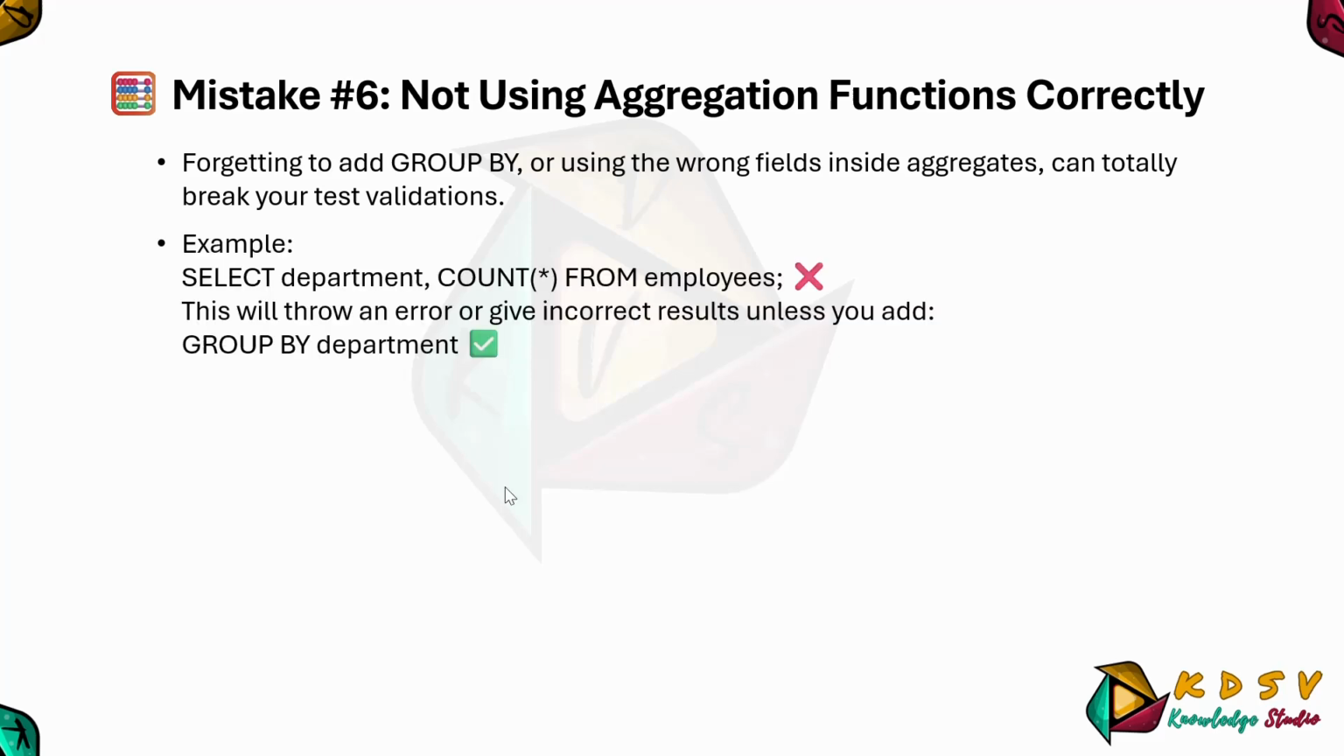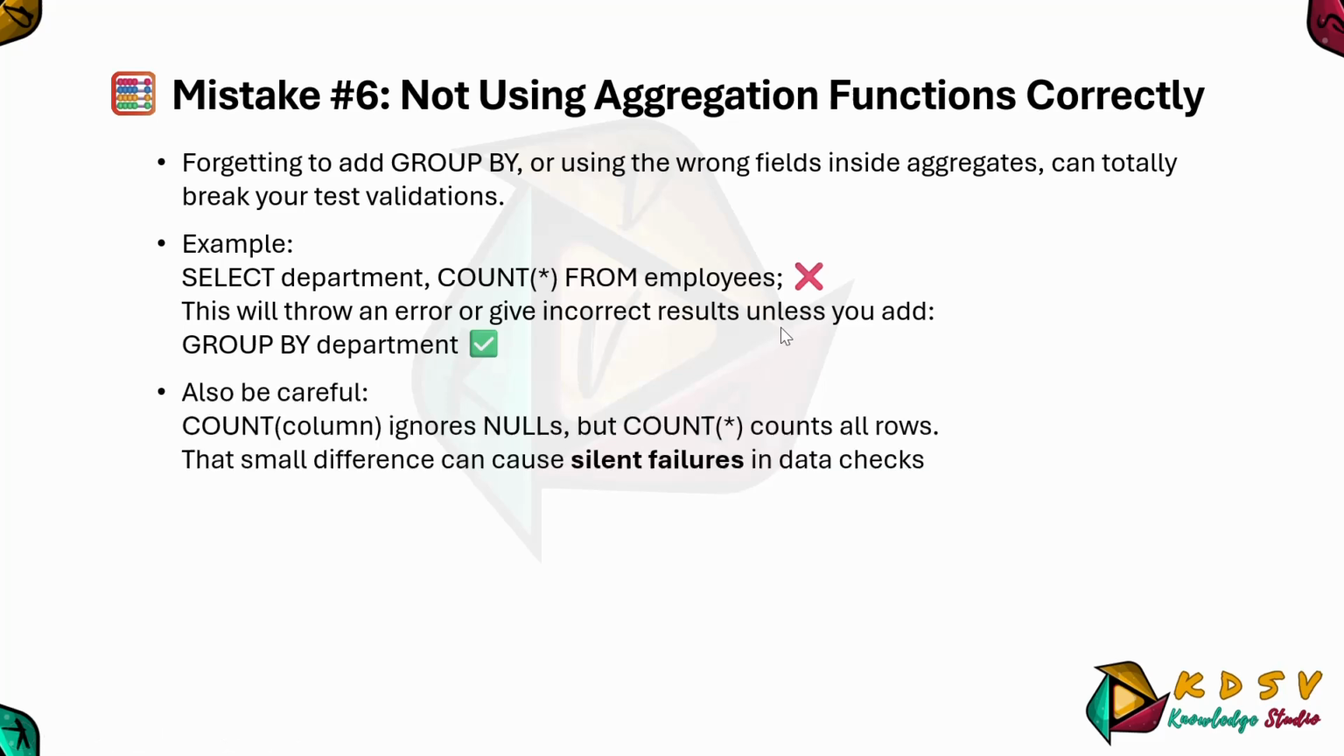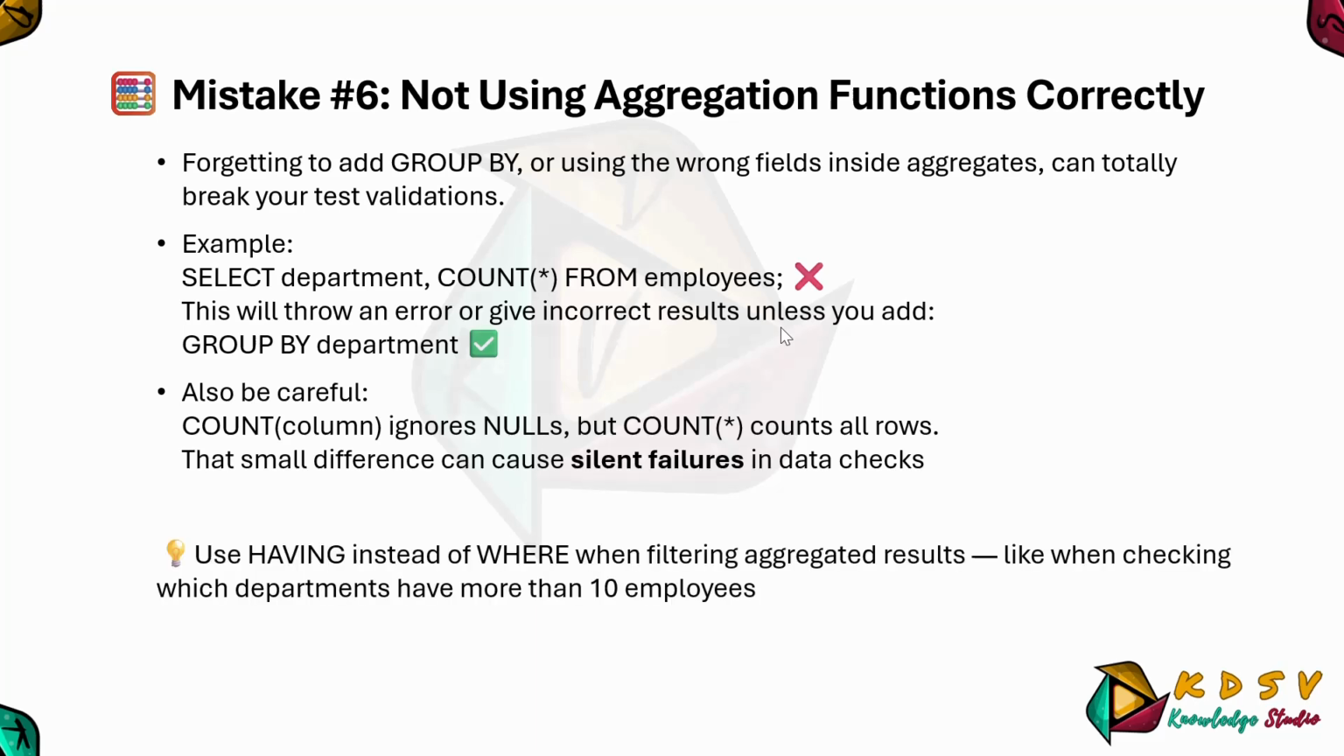For example, SELECT department, COUNT(*) FROM employee. This will throw an error or give incorrect results unless you add a GROUP BY department. Also be careful: COUNT(column) ignores nulls, but COUNT(*) counts all the rows including nulls. That small difference can cause silent failure in your data checks. Use the HAVING clause instead of WHERE when filtering aggregated results, like when checking which departments have more than 10 employees.